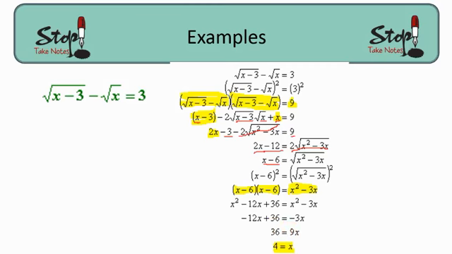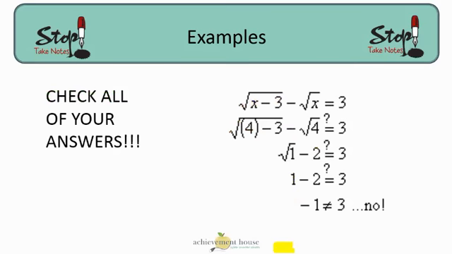Am I done? No, we have to check all of our answers. So if I substitute 4 in, I get 4 minus 3, minus the square root of 4. So the square root of 1 minus 2. Does the square root of 1 minus 2 equal 3? No, negative 1 does not equal 3. Therefore, 4 is not a valid solution. It is an extraneous solution, and therefore, there are no solutions for this problem.